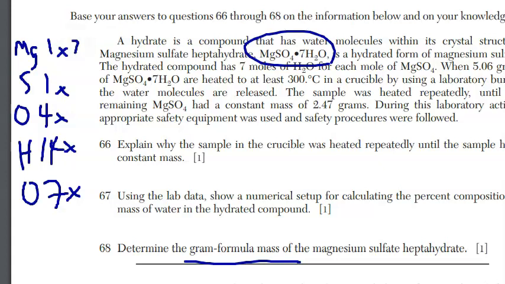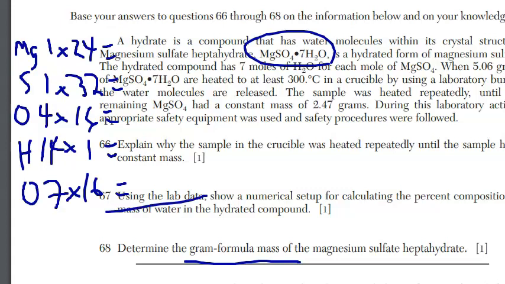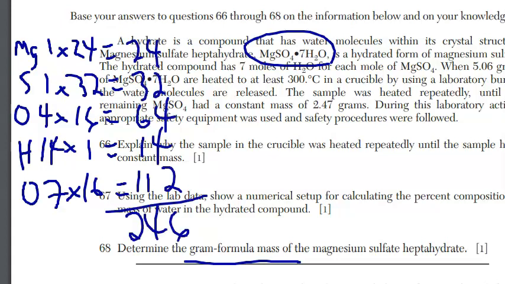So magnesium's 24, sulfur 32, oxygen 16, hydrogen 1, oxygen 16. Now, if you took it out a decimal place or two, that's fine. Just leave it. Now you're going to multiply these out and just add them up, and there's your answer. The answer is 246. You see that I showed all my work even though I don't have to. I wrote it down all on paper, used the calculator, didn't skip steps. This is an easy question to get that point.